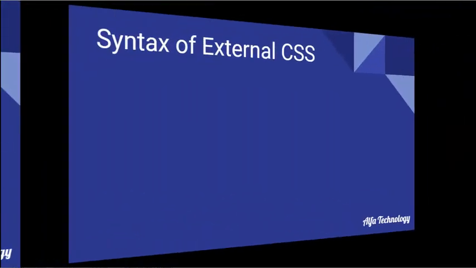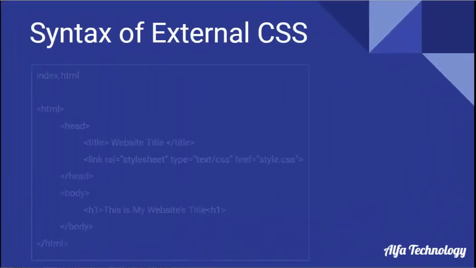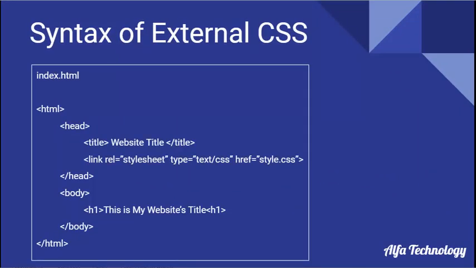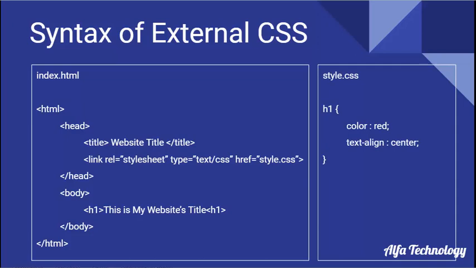After that we have external CSS. So for the external CSS you have one file of HTML, and for the CSS you have a one different file. So you can see that on the left hand side we have index.html. So this is a HTML file, and on the right hand side we have style.css. So you can see that we are using a link tag. So here we are specifying where our style sheet is available.